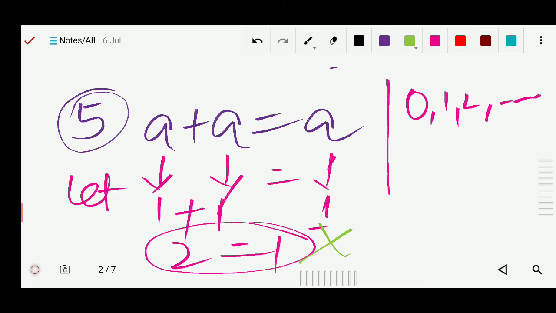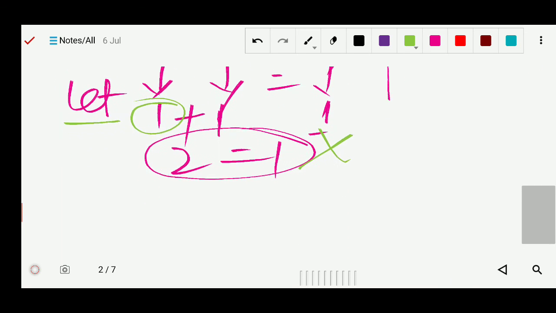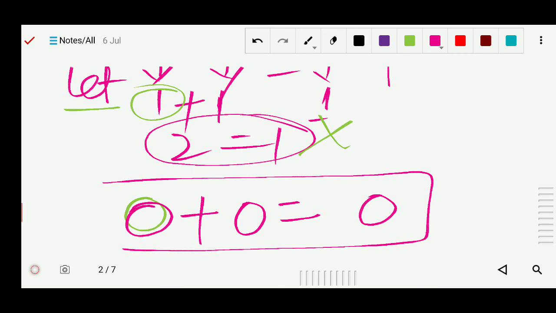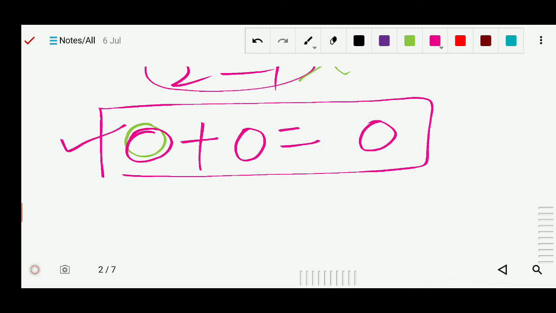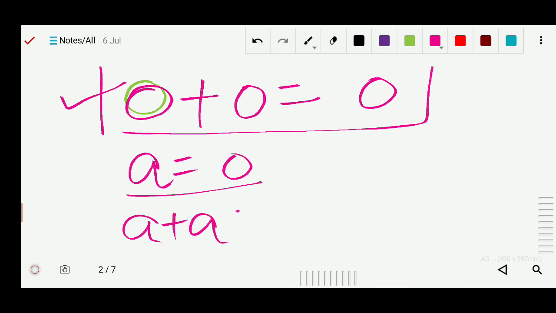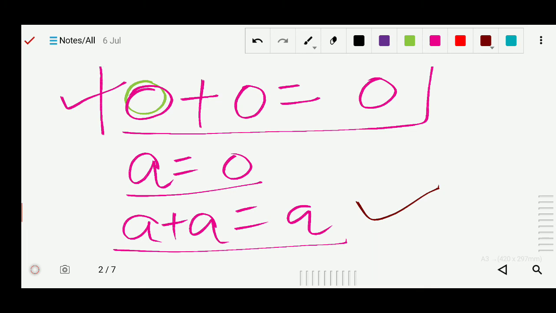No, this is not correct. So we cannot take 1. So what number will we take so that both sides are exactly the same? Suppose I take 0. 0 plus 0 equals 0. Yes, it is possible, and 0 is a whole number. So we will take a equals 0. Then it is possible that a plus a equals a. In this condition it is possible, and 0 is a whole number.